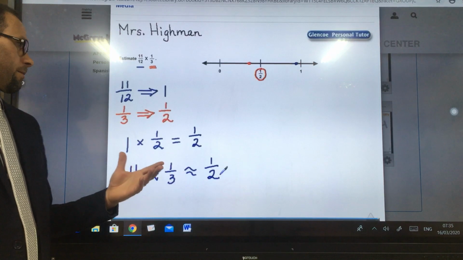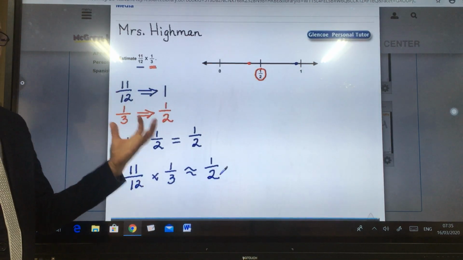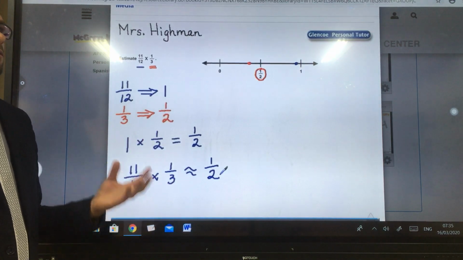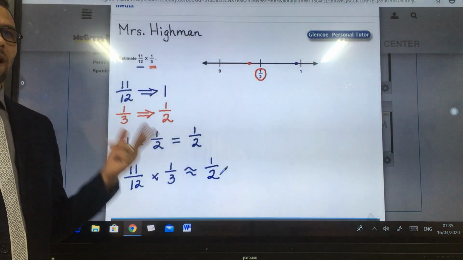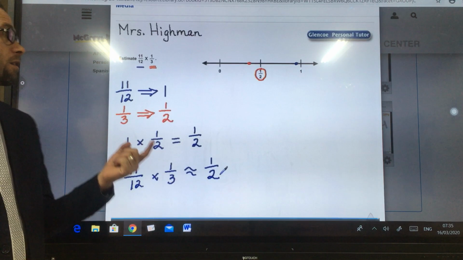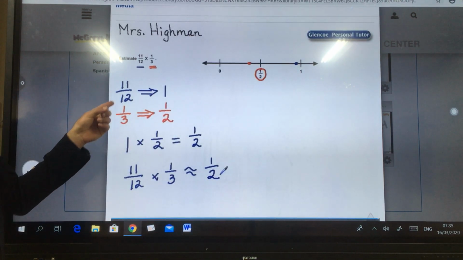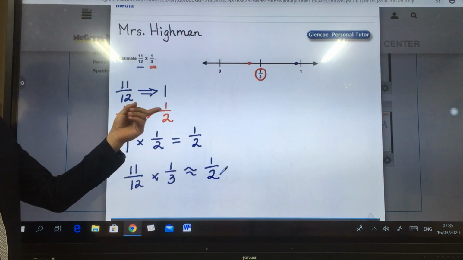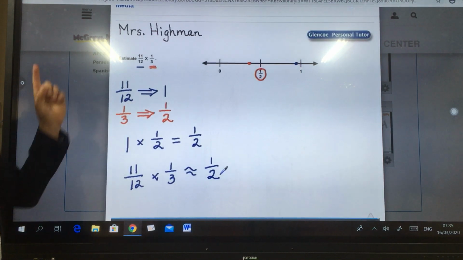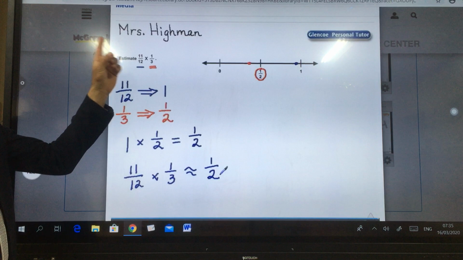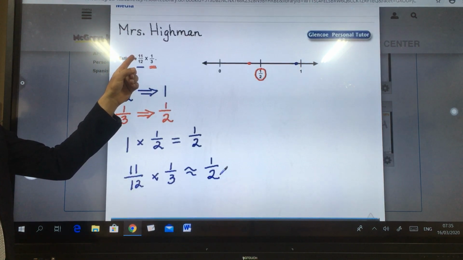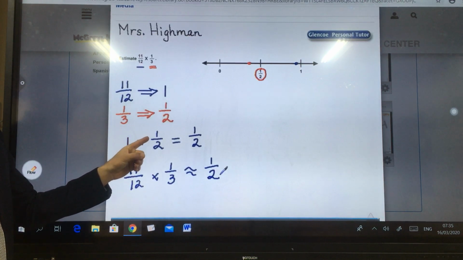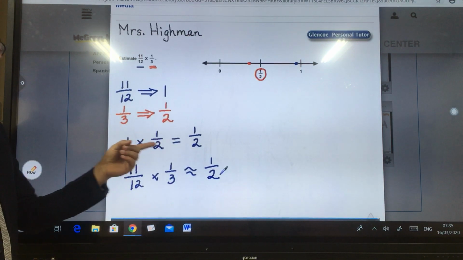Okay, is it clear? To estimate fractions, you can round each fraction to 0, 1/2, or 1. As we see here, 11 out of 12 is closer to 1. 1/3 is closer to 1/2. So 11 out of 12 times 1 out of 3 will be 1 times 1/2, which is 1/2.